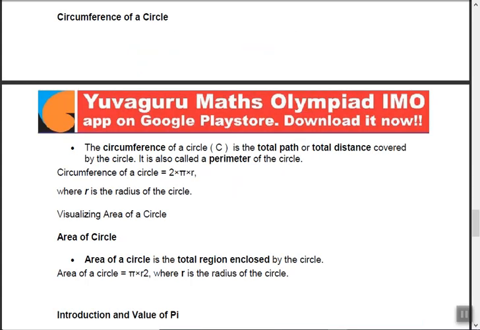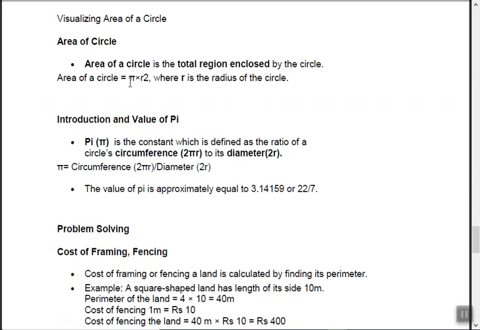How to find the circumference? Formula is very simple: 2 into pi into r. Circumference is the total path or distance covered by a circle. It is called the perimeter of the circle. Circumference of a circle is 2 pi r, where r is the radius. Area of circle is pi into r square.